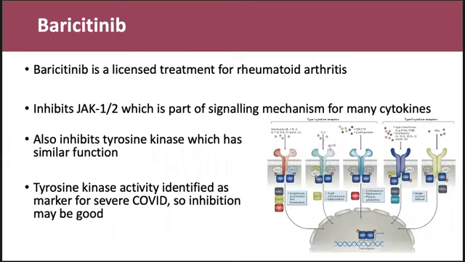Baricitinib is a licensed oral treatment for rheumatoid arthritis. It inhibits JAK1 and JAK2, which are part of the signaling mechanism for many cytokines, as shown in this figure. The JAK-STAT system transmits the signal from cytokines binding at a receptor on the cell surface through to the nucleus, where they affect gene transcription. Baricitinib also inhibits tyrosine kinase, which has a similar function. Tyrosine kinase activity has been recently identified as a marker for severe COVID, so inhibition may be beneficial.